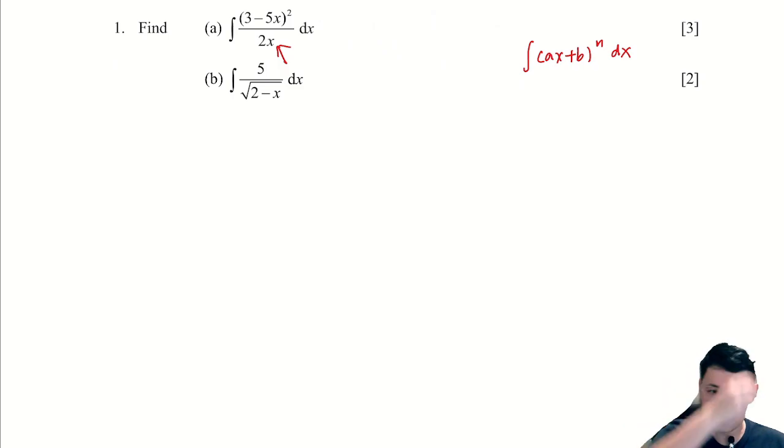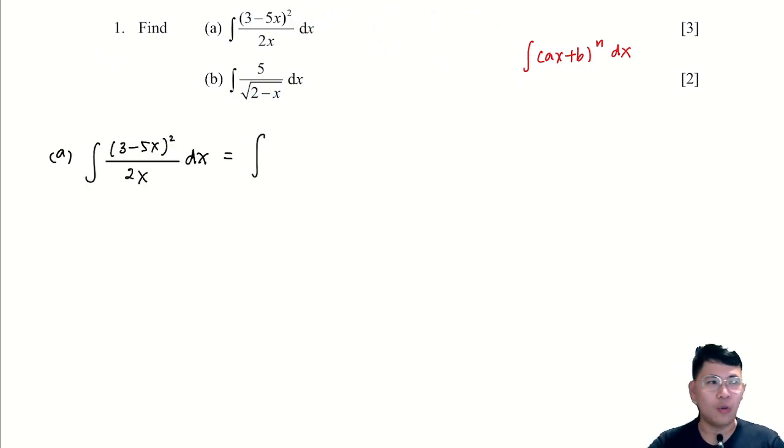With this 2x in mind, we need to break this fraction up into smaller parts and simplify them one by one. So how do we do that? Let's take a look. Over here we have a square, so how do we open this up? In order for us to break it down, we have to open it by expansion. And how do we expand?